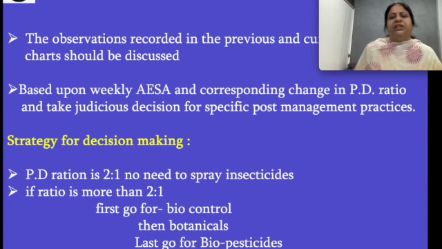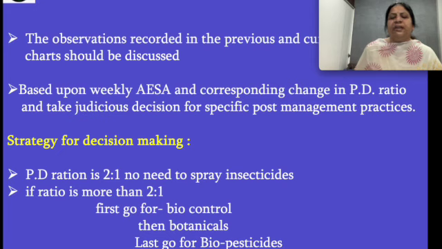The observations recorded in the AESA are to be conducted every week. Every week the AESA is to be conducted in a particular field. The observations recorded in the previous and current charts are to be discussed, based upon weekly AESA and the corresponding change in PD ratio, pest defender ratio.